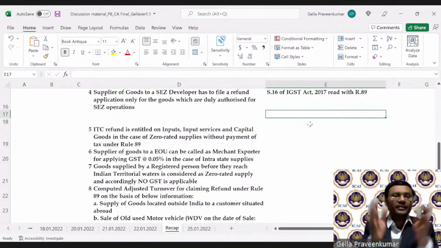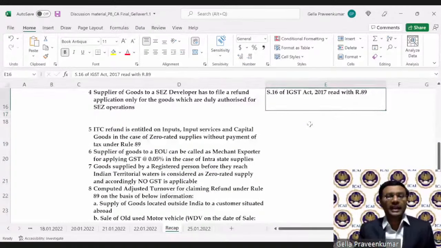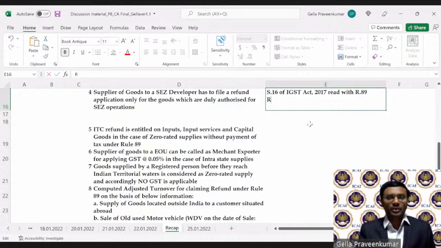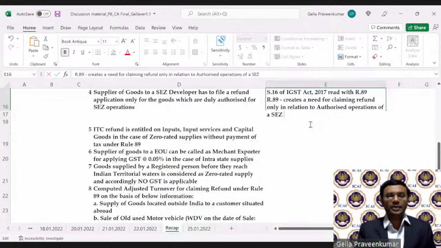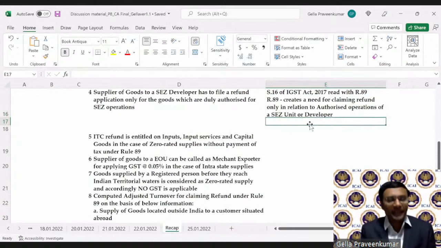So when I go for filing a refund application under Rule 89, Rule 89 creates a need for claiming refund only in relation to authorized operations of a SEZ unit or developer. The student's answer would be yes.